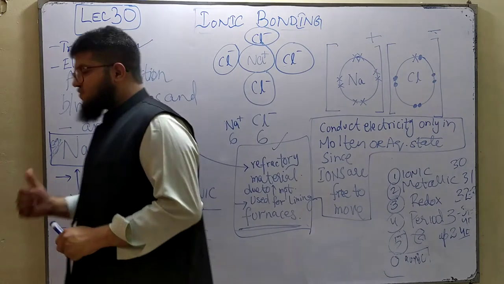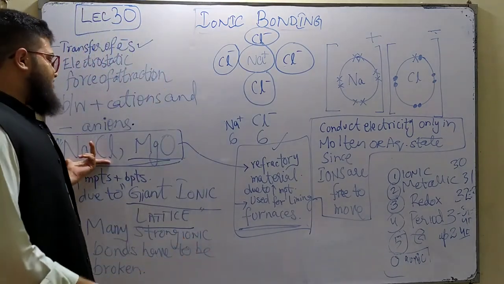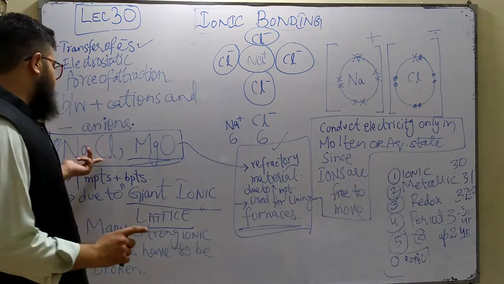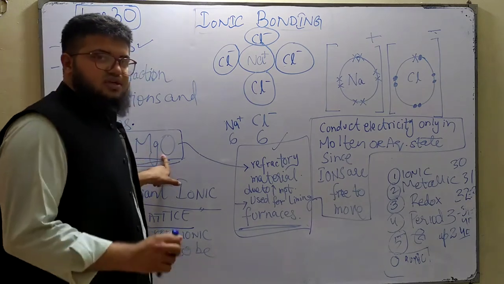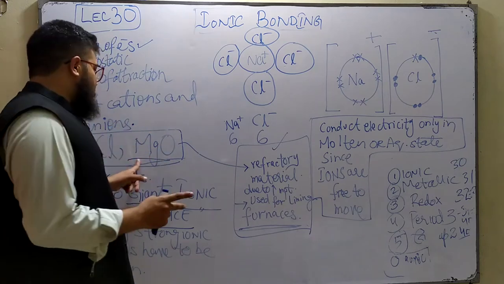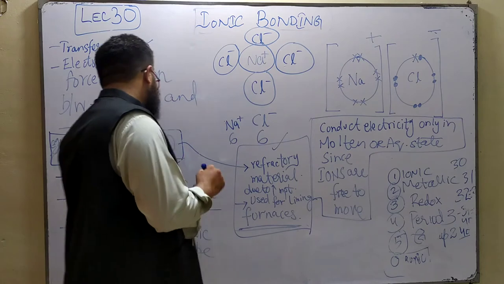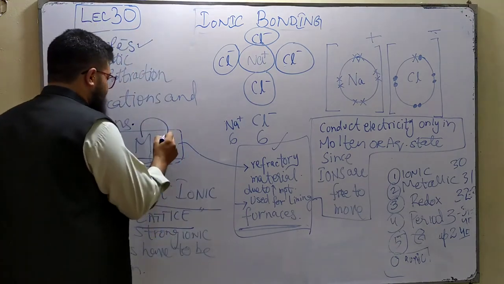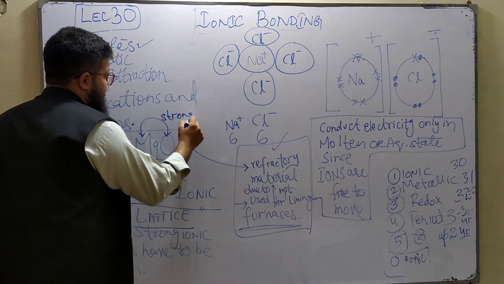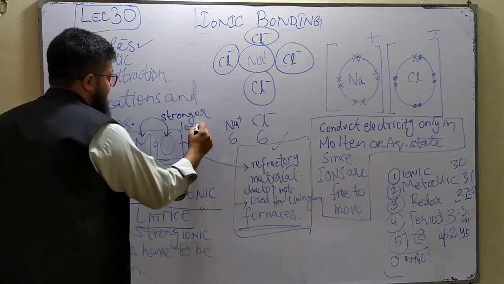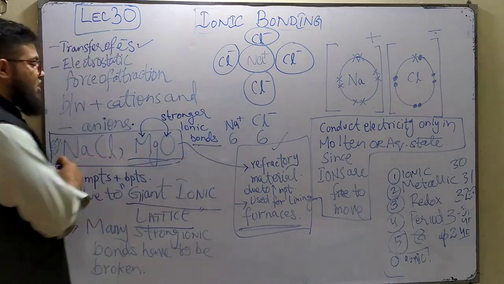Then coming to the structure of sodium chloride, which is your common table salt, right? It is formed by the transfer of one electron from sodium to chlorine, whereas in the case of magnesium oxide, there is a transfer of 2 electrons from one magnesium atom to one oxygen atom. Due to this reason, magnesium oxide actually has stronger ionic bonds as compared to sodium chloride.